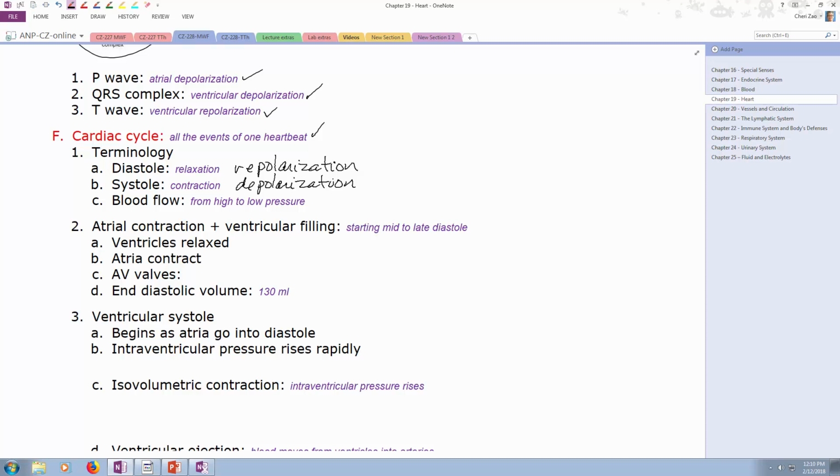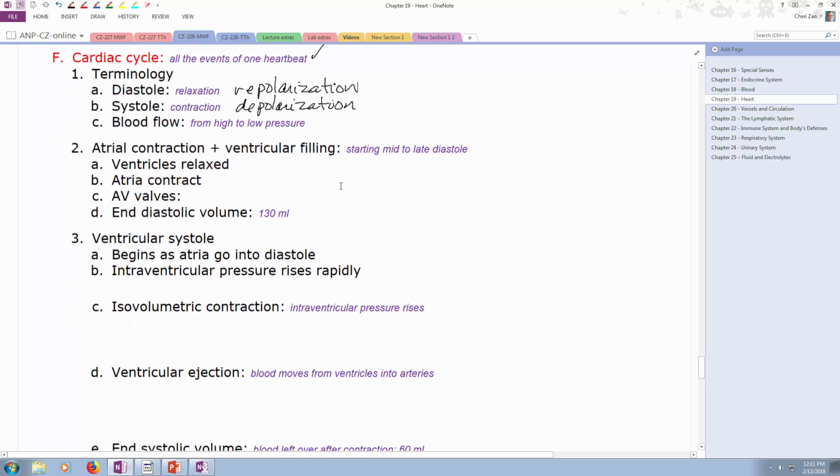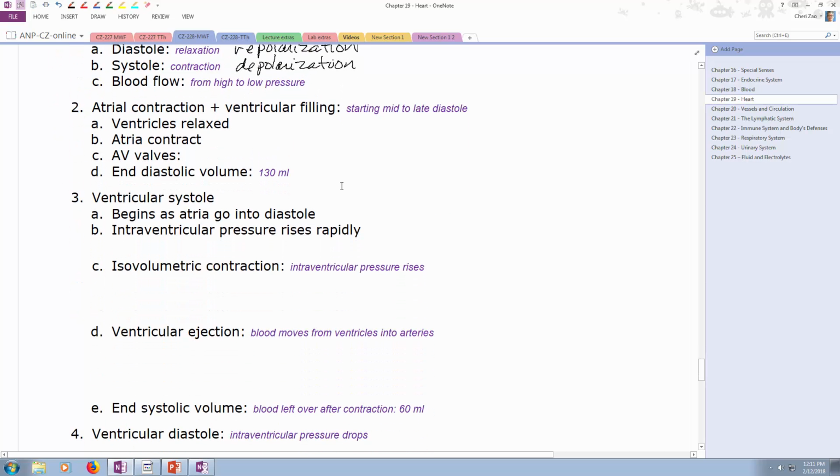Blood flow is just like diffusion. We will have fluid move from an area of high pressure to an area of low pressure. So in diffusion, remember, an area of high concentration to an area of low concentration. Same principles actually apply here. Let's take a look at ventricular filling. We have in this area here atrial contraction and ventricular filling.